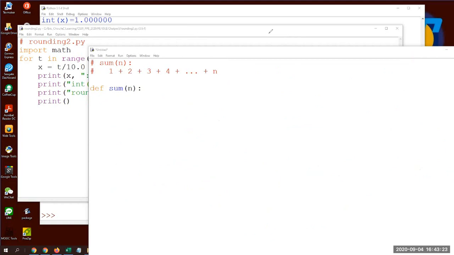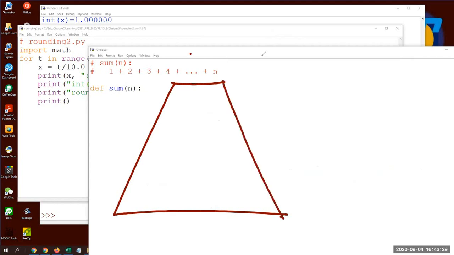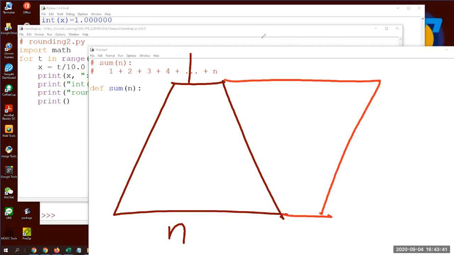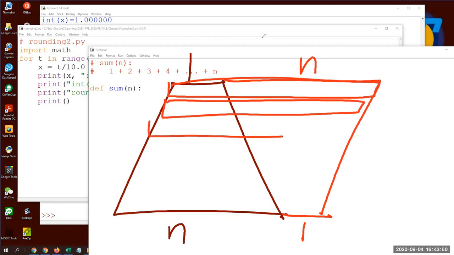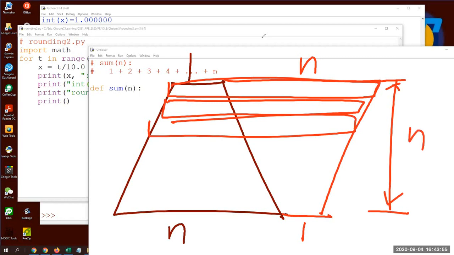Let's look at a trapezoidal area, right? Base 1 here is 1. Base 2 here is n. And we duplicate the area to make it a parallelogram. So here we add 1, here we add n. So this one is just like n plus 1, n plus 1, n plus 1. Totally the height is n. So you end up with base 1 plus base 2 times height divided by 2. That will be your area for a trapezoid.